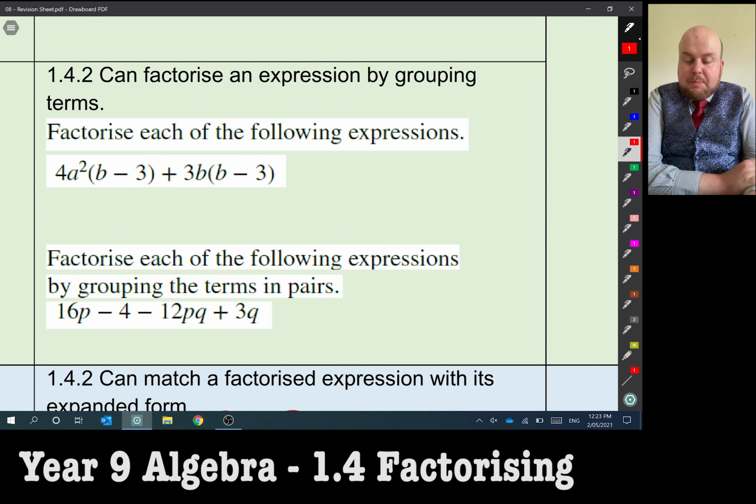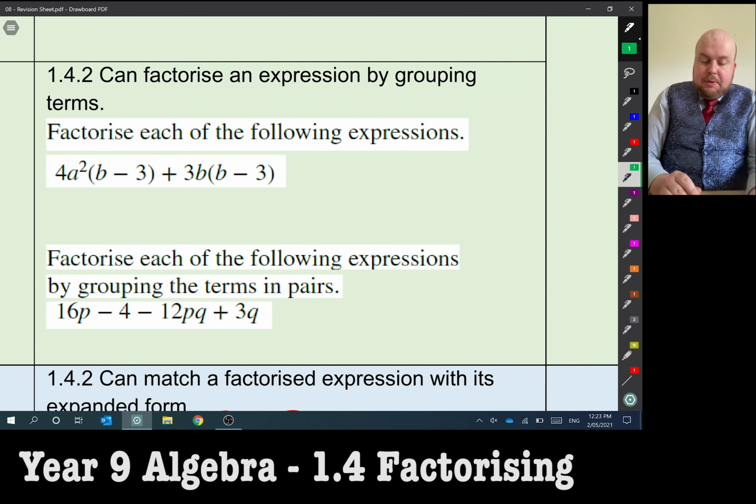1.4.2. Can factorize an expression by grouping terms. Factorize each of the following expressions. So for these ones here, we've actually got 4 terms generally, and we need to factorize them. We do this by factorizing 2 things at a time.